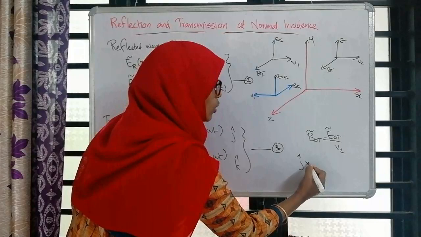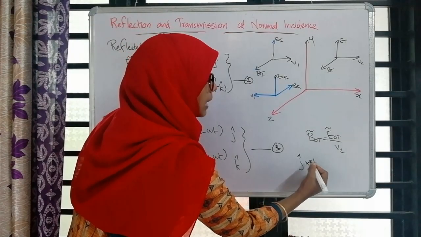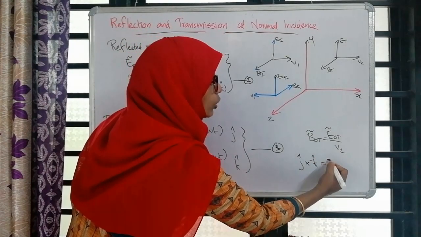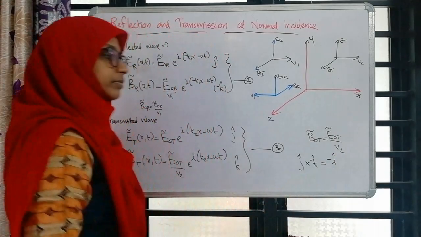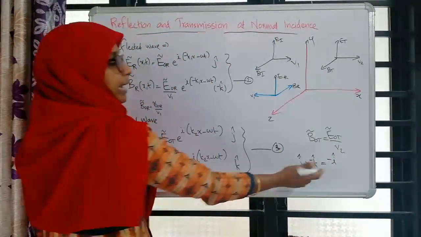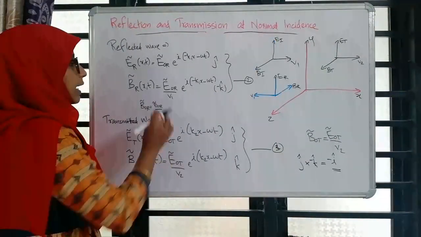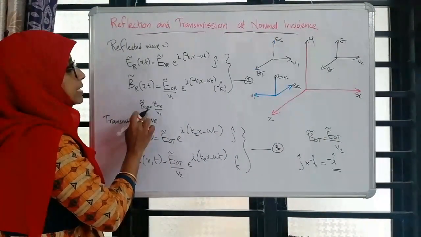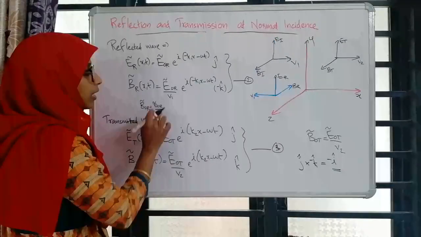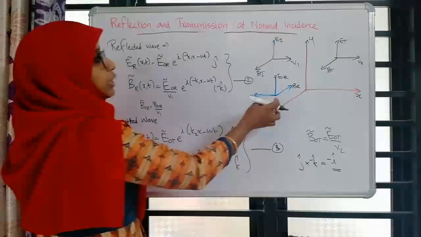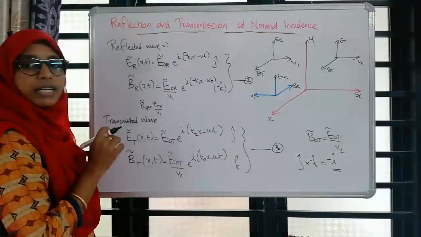j cross minus k will be equal to negative i. Then the wave is reflected back along the negative x direction. And here we have substituted B0R equal to E0R by V1, where V1 is the velocity of the wave in medium 1.